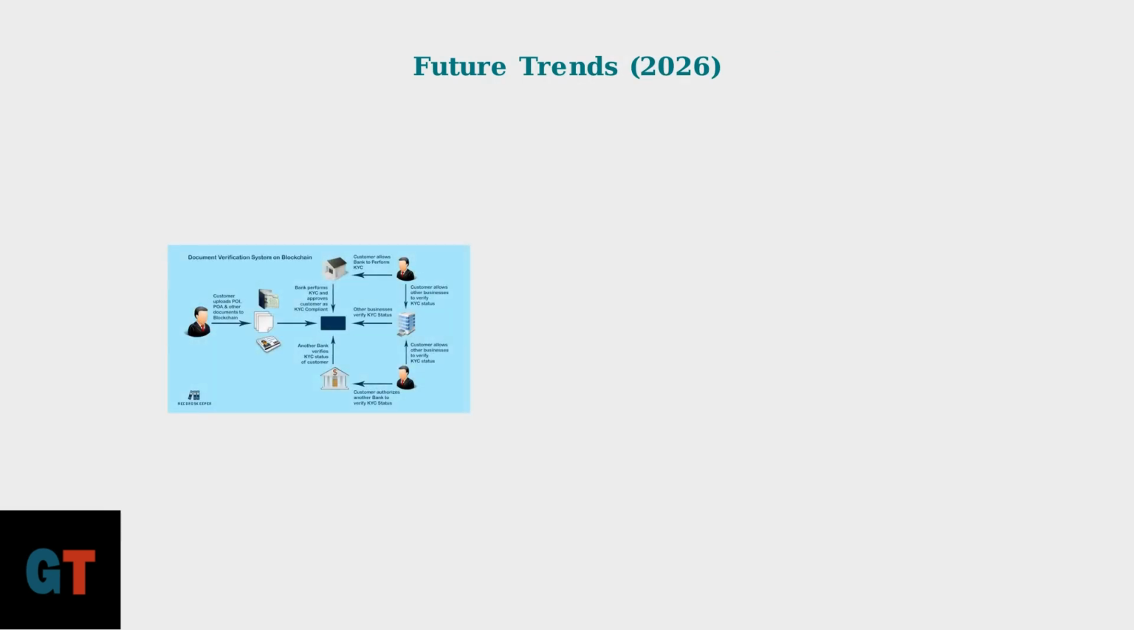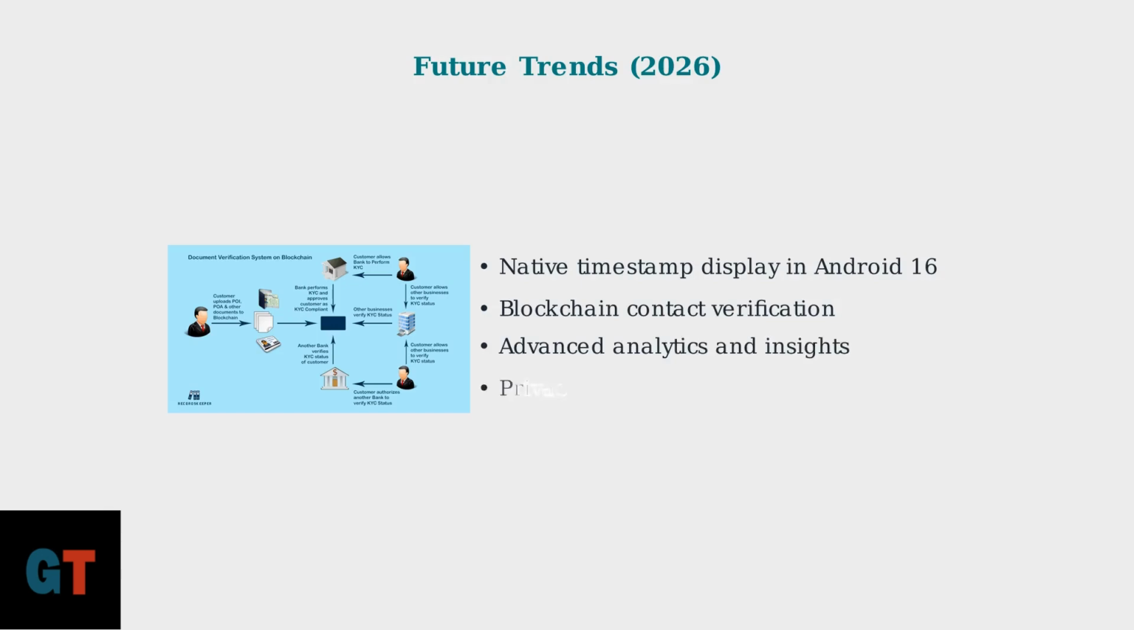Looking ahead to 2026, several exciting developments are expected in Android contact management. These include native timestamp display, blockchain verification systems, and advanced analytics capabilities. Android 16 may include native timestamp display, eliminating the need for workarounds. Blockchain contact verification will provide immutable contact history tracking, while advanced analytics will offer detailed interaction patterns.